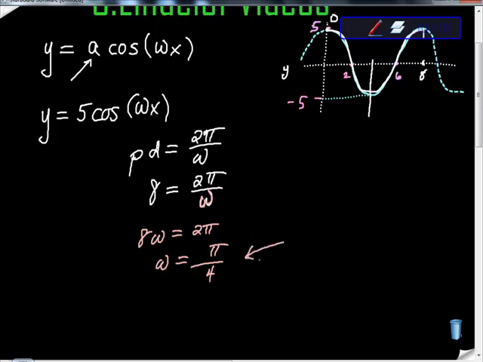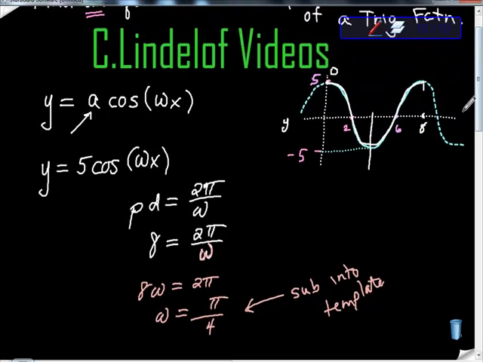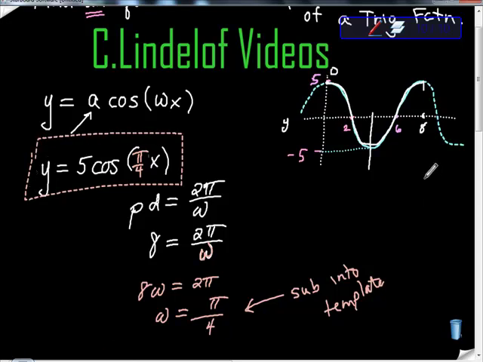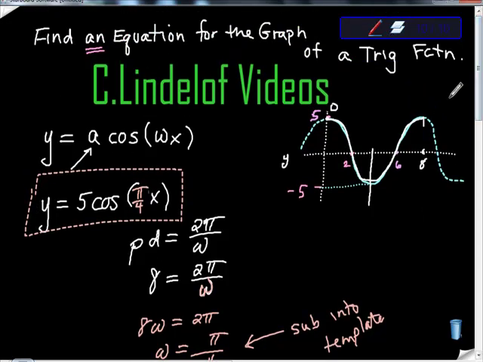Now all I have to do is sub this into the template that I had started. Here's the omega that I'm missing. I take out this omega, and it says here omega is pi fourths. So y equals 5 cosine of pi fourths x. And here is a defendable equation for this graph. Again, not necessarily the equation, but an equation. This equation is true. It works.